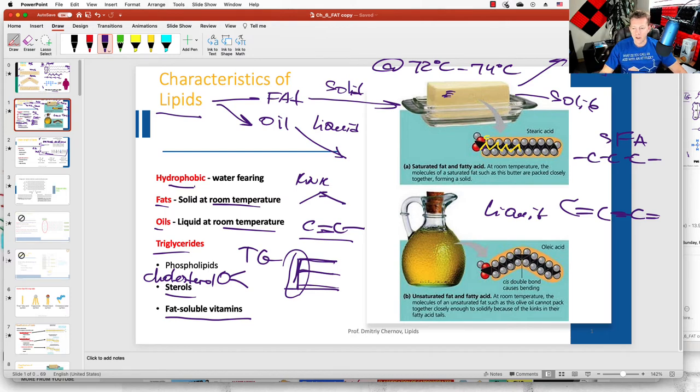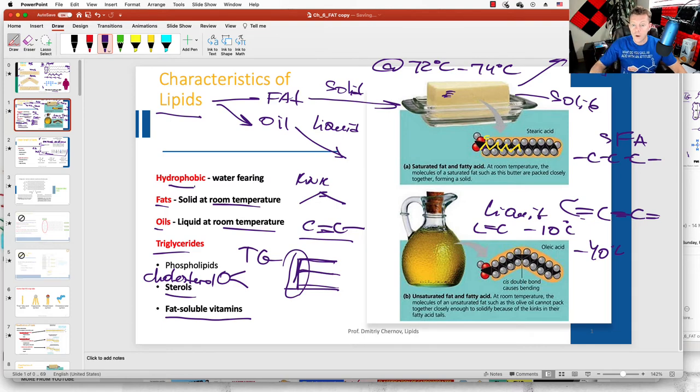So hypothetically, if there is one double bond and you take this oil and put it in minus 10 Celsius, it will become semi-liquid. It will be liquidish, but you will see that it's already starting to solidify. But if there are polyunsaturated fats that have two or three double bonds, you need to bring this fat, this oil, you see I'm using fat, this oil, into minus 40 Celsius in order to actually solidify.